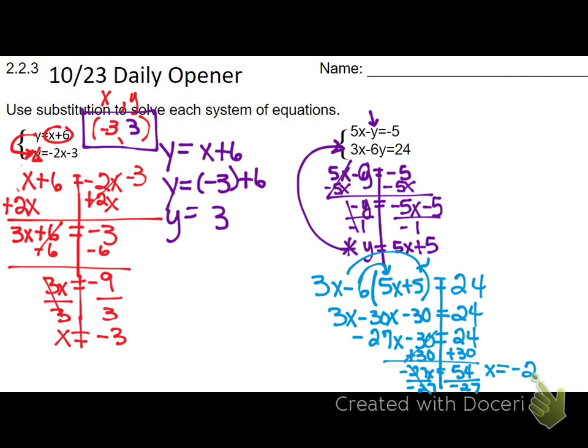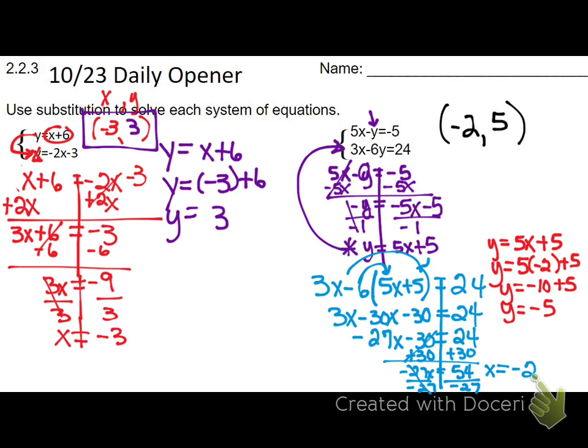Which equation are we going to substitute for x in order to find y? y equals 5x plus 5. And we know the value of which variable here? X. So what do I substitute for x? Negative 2. And then I solve. Negative 10 plus 5, and combine. y equals negative 5. So my final answer is going to be negative 2, comma, negative 5, in parentheses. Good.